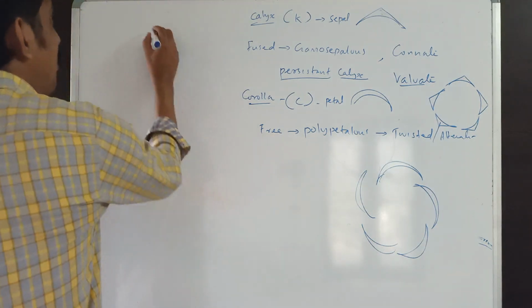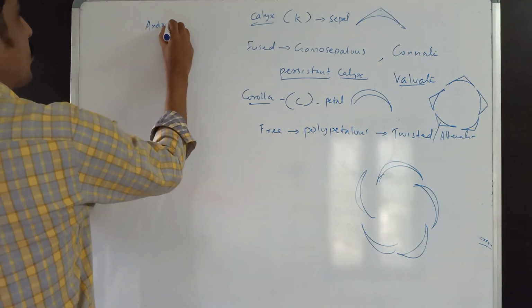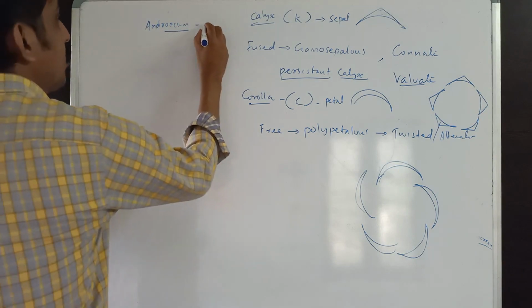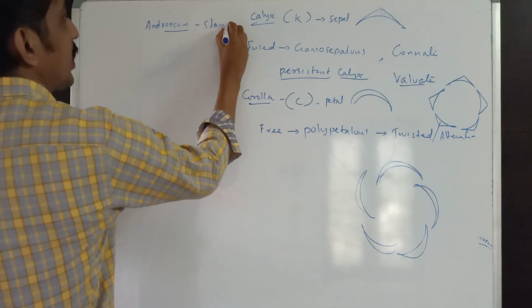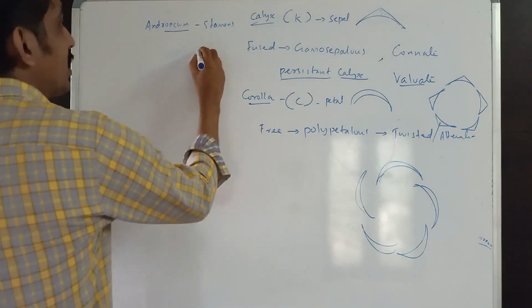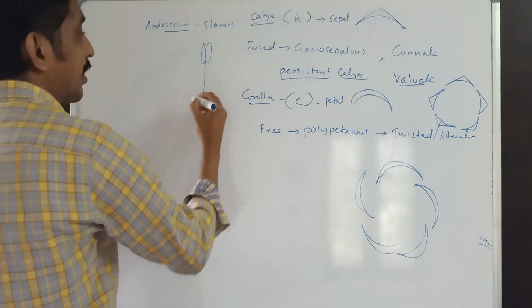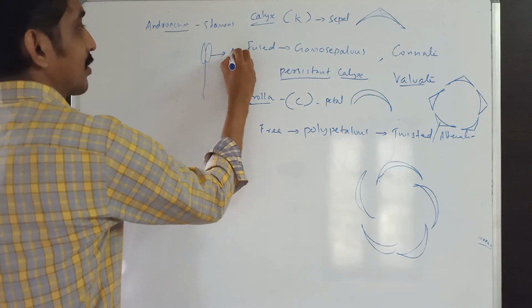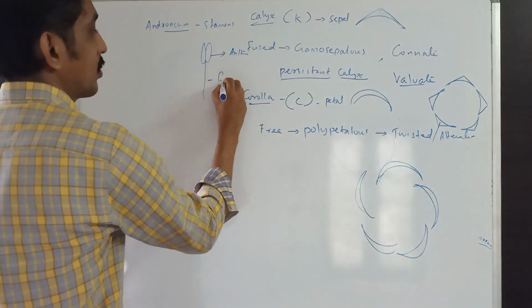And when we move into the androecium, normally the basic unit of androecium is called stamen. That stamen contains an anther and a filament. This is the anther, and this is called the filament.